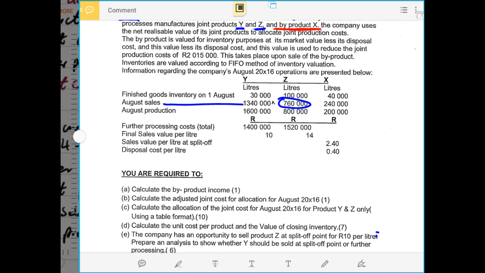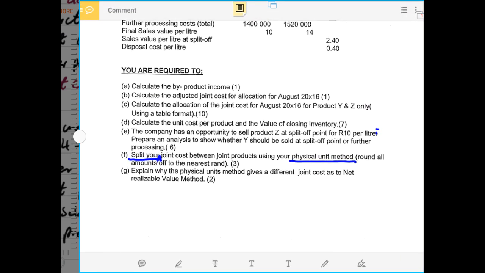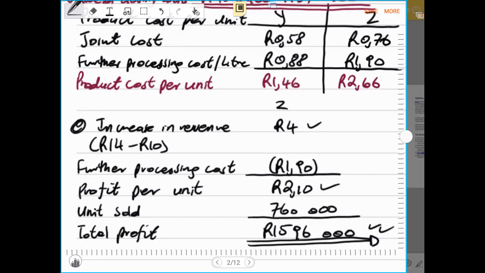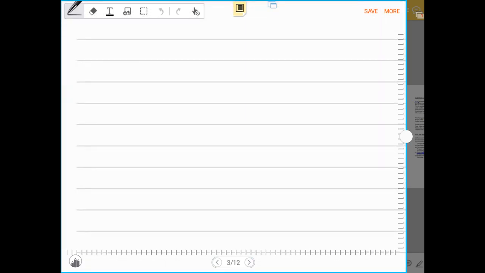We just use the number of units that were manufactured. And here we have the number of units that were manufactured, and we can use them just to allocate our joint cost. They did not say you must use a table format. They just say split the joint cost or split the adjusted joint cost. So I will be splitting the adjusted joint cost. Please bear with me, although they did not specify. So now we are splitting our joint cost between the two products.